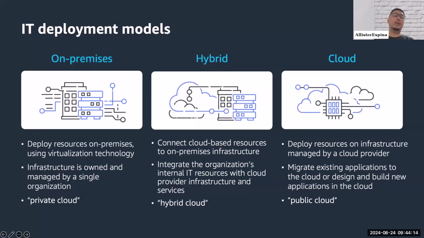And when we say on-premises, sometimes we call it private cloud if we're using virtualization technologies and implementing some sort of private cloud infrastructure. And then if you want to connect these environments, that's where hybrid comes in. It's integrating internal IT resources with cloud provider infrastructure and services. This is what we call hybrid cloud.